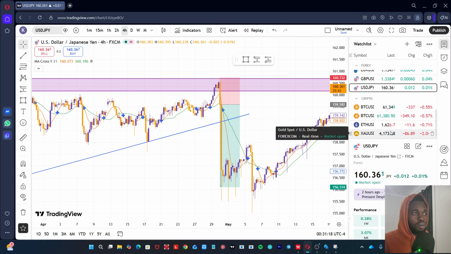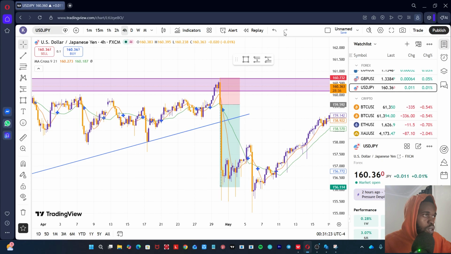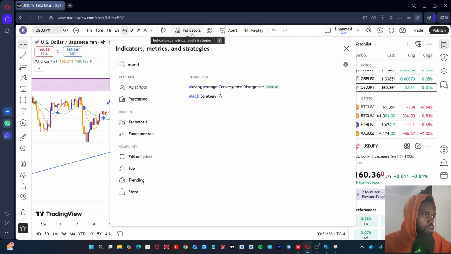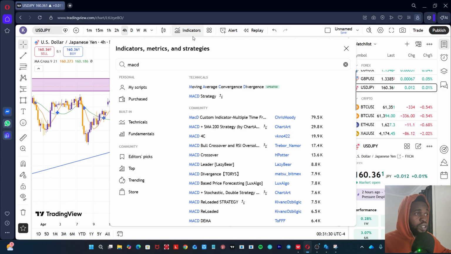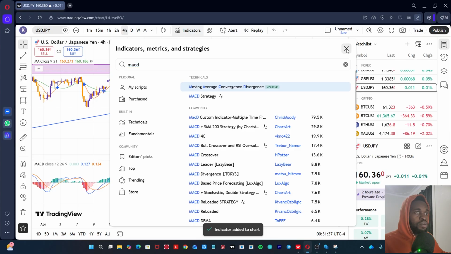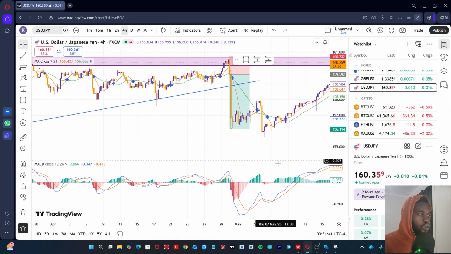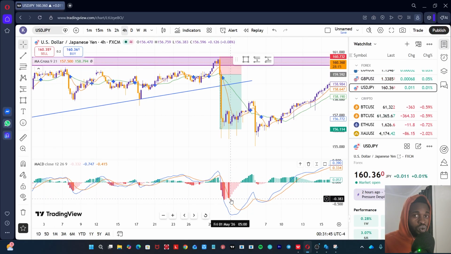So after talking about the moving average, we have what we call the MACD. In order to put it on our chart, we shall just put it, and it means moving average convergence divergence. All of these add more confluences, and as you can see, this will show you the volume in the market.